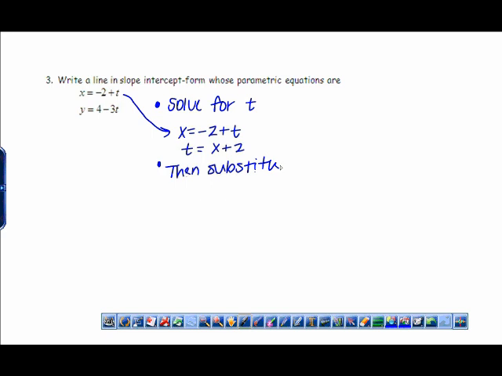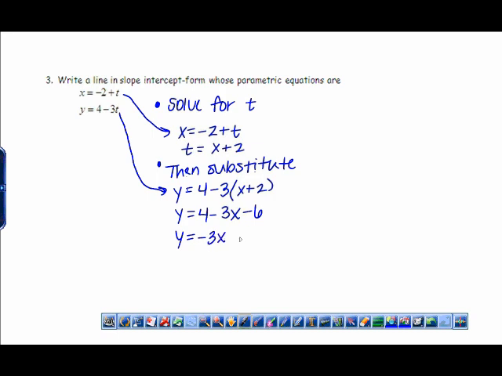And guess which equation we're going to use now. So then I'm going to have y equals 4 minus 3, and instead of t, I'm going to write what t equals, which we just found, x plus 2. Now notice I already have an equation with just an x and a y, and all I need to do is clean it up. So then that's going to be y equals 4 minus 3x minus 6, and then writing this in good slope-intercept form, y equals -3x minus 2.